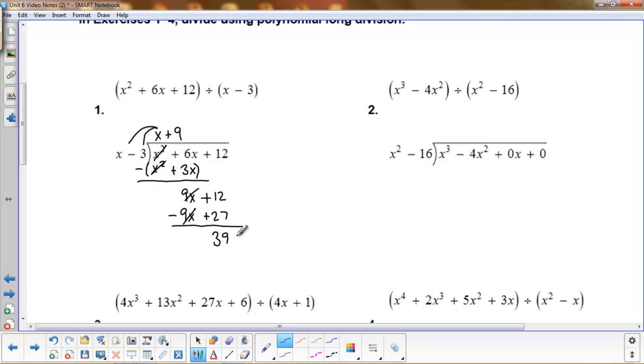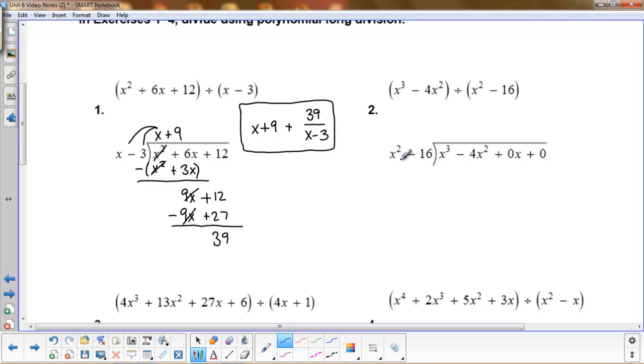Now the way that I write my final quotient is x plus 9 plus 39 divided by x minus 3. And that is how you would write this particular long division problem in its final quotient form.